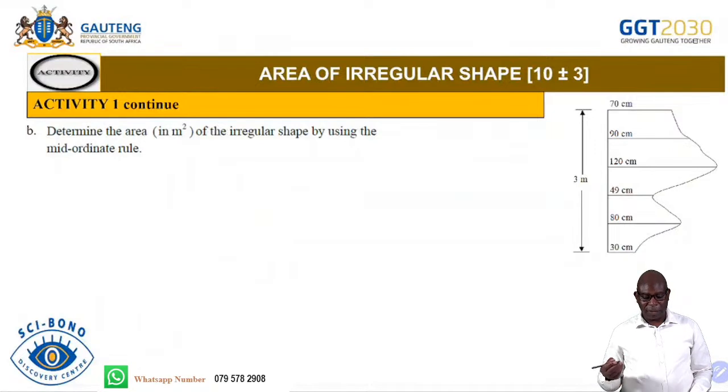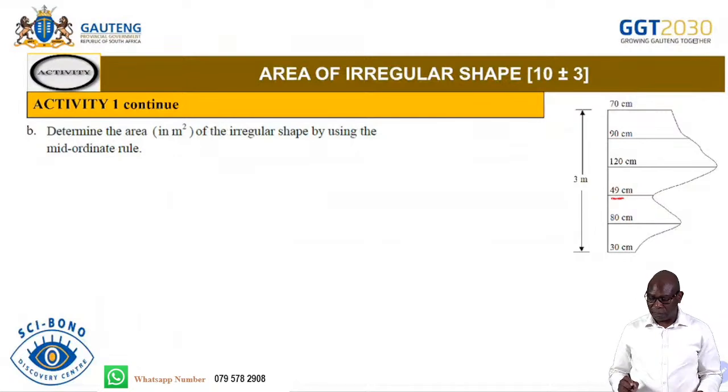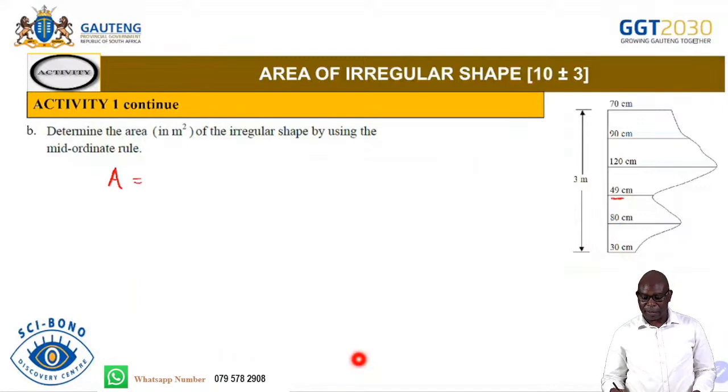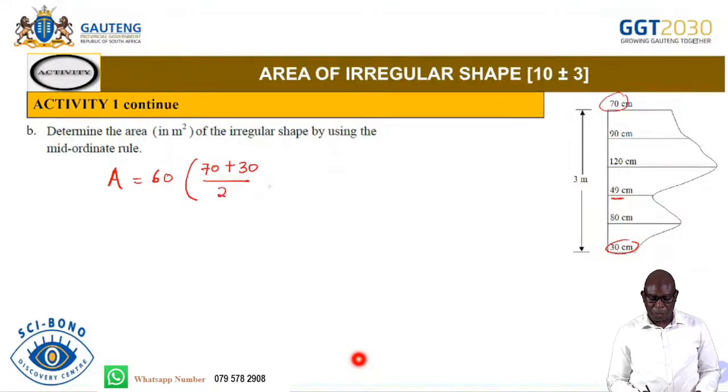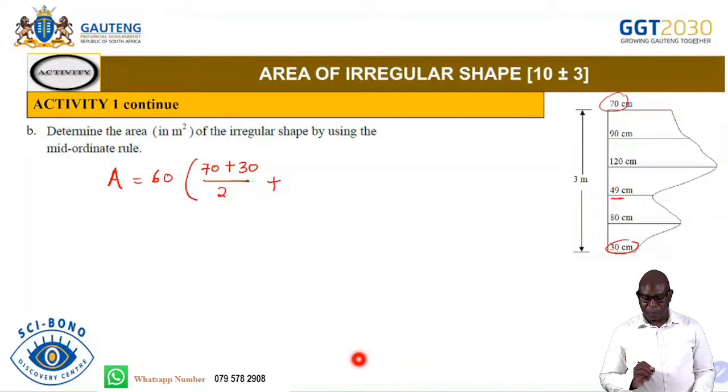Then the next question is obvious, determine the area. Sometimes the area will be given and they want one of the ordinates. In this case, the area is not given, so I need to come up with a formula. I'm going to use the formula that uses the first and the last ordinates. The first one is 70, the last one is 30. So I'm going to say my A is 60. Then in the bracket, I have the first one, 70, adding it to 30, and I'm dividing this by 2. That's the only one that I divide by 2 when I'm using the second formula.